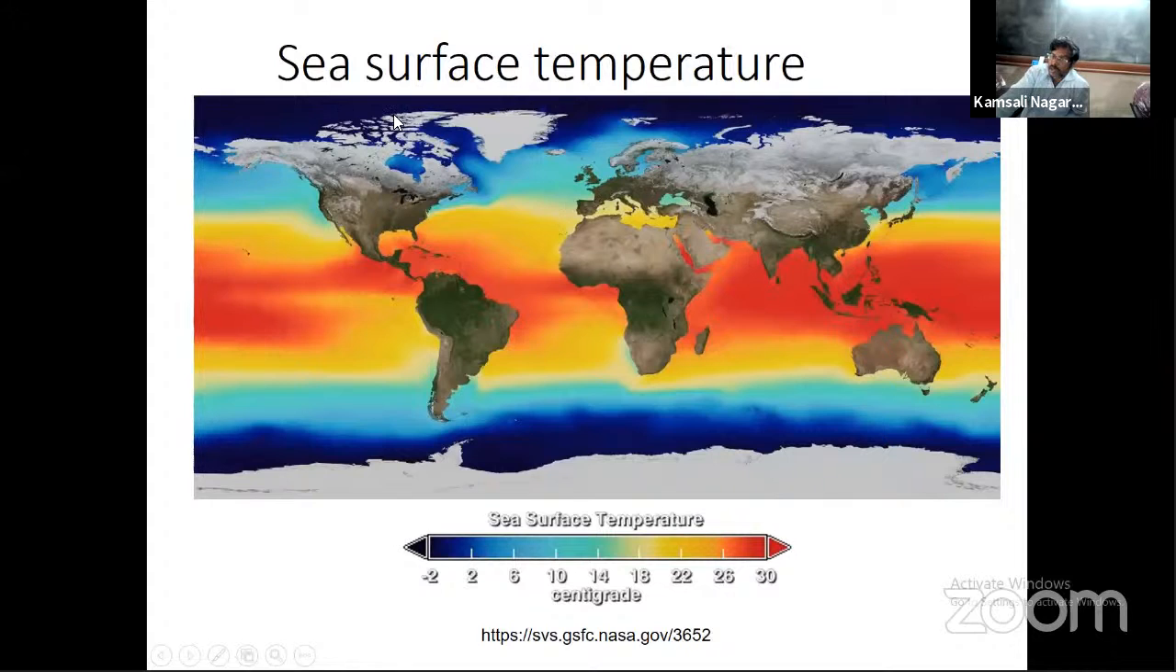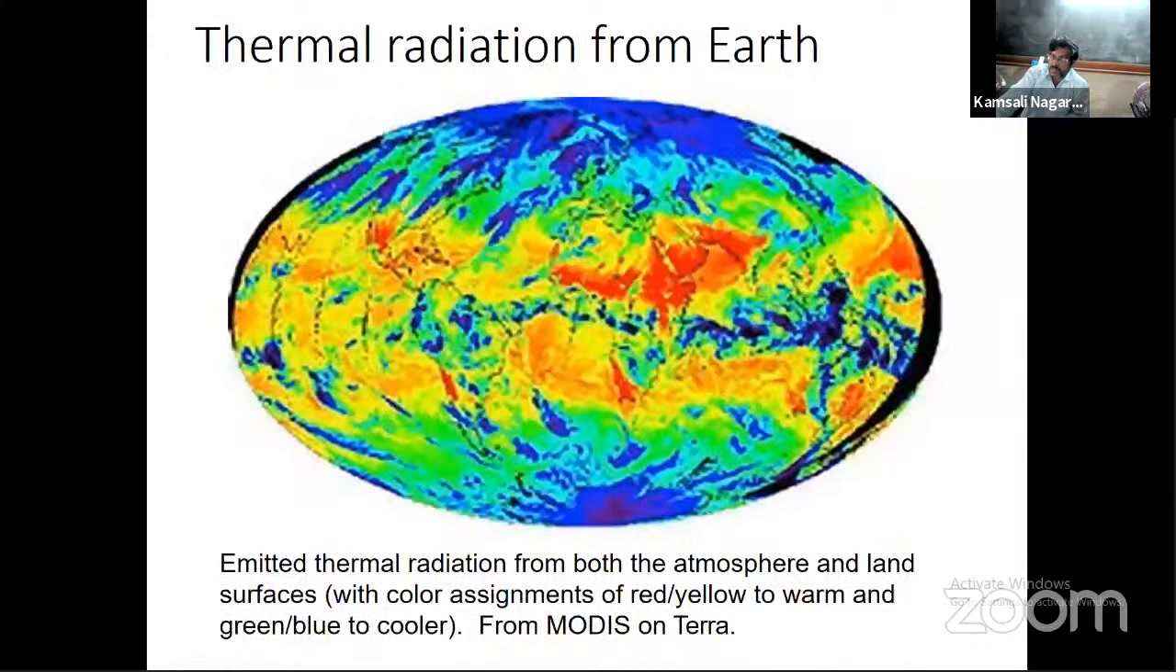Maybe the greater latitudes look whitish in color. Again, these are images brought from the satellites, showing thermal radiation from the Earth. See that these are the high temperature zones. MODIS is one of the spectrometers for the landmass.